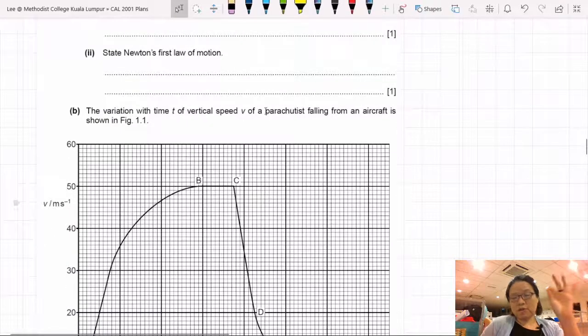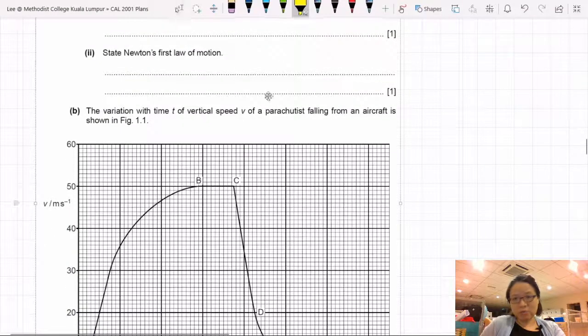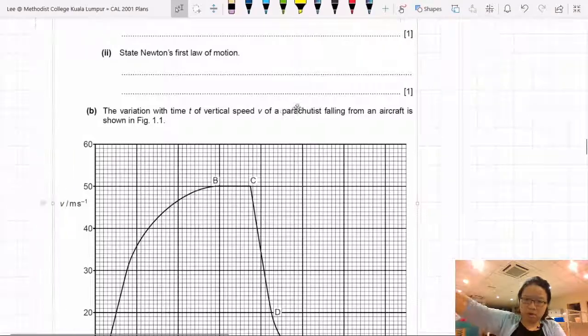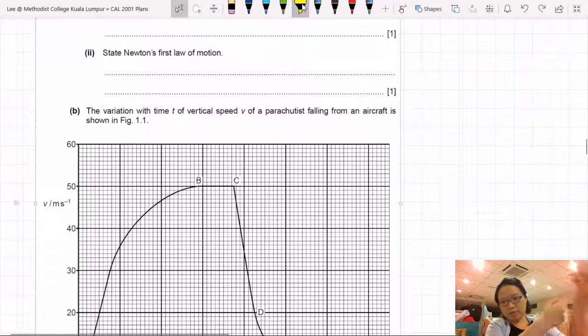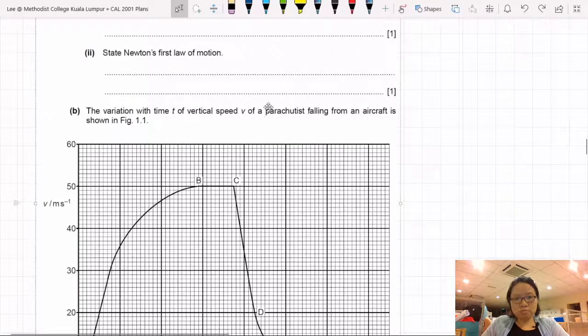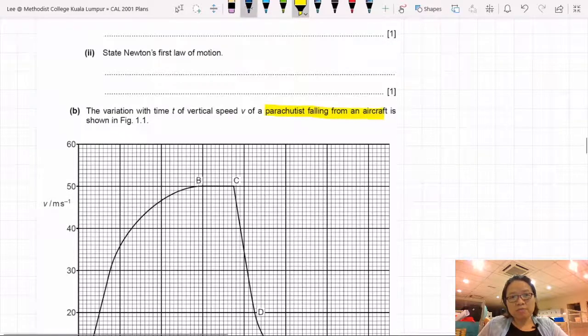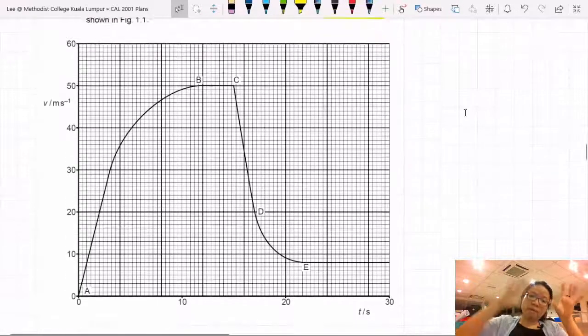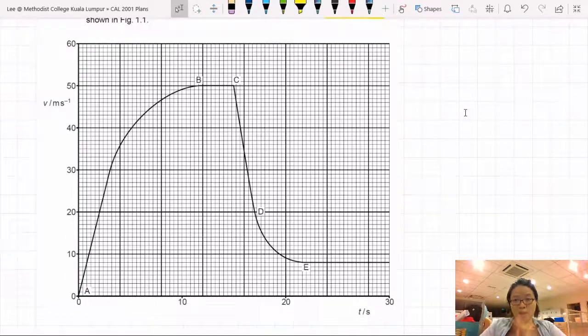Some of you actually asked me what I intend to draw in my notes when I say a parachutist jumping off, this graph. I intend to draw this graph. I'll draw it here for you. Okay, so this one, a parachutist falling from an aircraft, is shown. I'll go through it part by part, and this will probably take a while. Feel free to pause anytime.